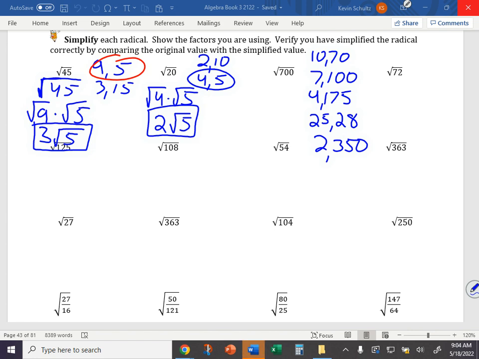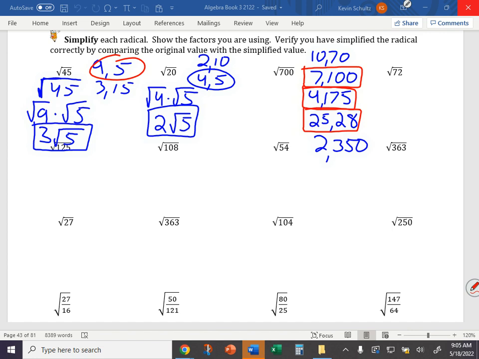Yeah, there's multiple things with perfect squares, right? We've got 7 and 100, which contains the perfect square of 100. We have 4 and 175, and we have 25 and 28. Okay, when you run into that situation, which I believe was Damien's question earlier, what do you think you're going to choose?